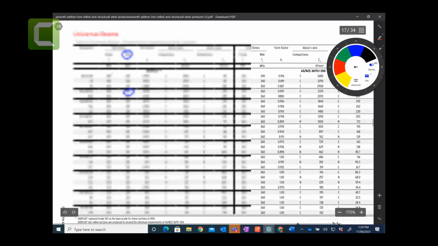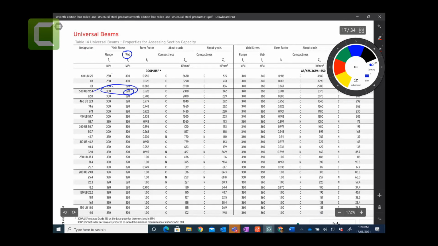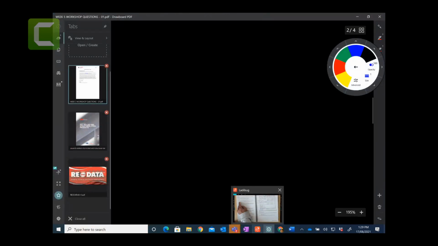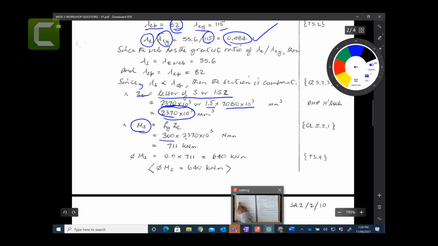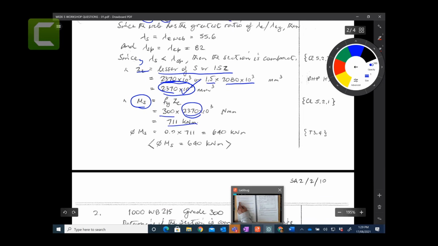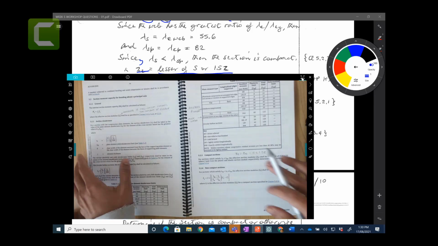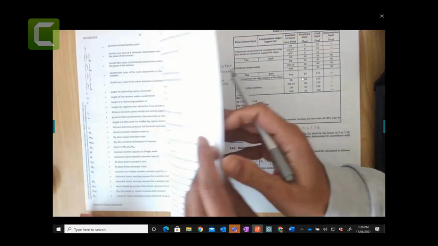So in here you have two values. I told you in my lectures why you have two values: different cooling rates and different thickness. So you have 300 and 320. Always take the minimum. So for that case, we take the minimum of 300 times 2370, the ZE value. So you have 711 kilonewton. You will get a big number, but you need to divide by 1000 and multiply by 1000 again to convert into kilonewton meters. And then you need to multiply by the capacity factor 0.9. Where are the capacity factors? By the way, if you go all the way back to the front, you will get the capacity factor.